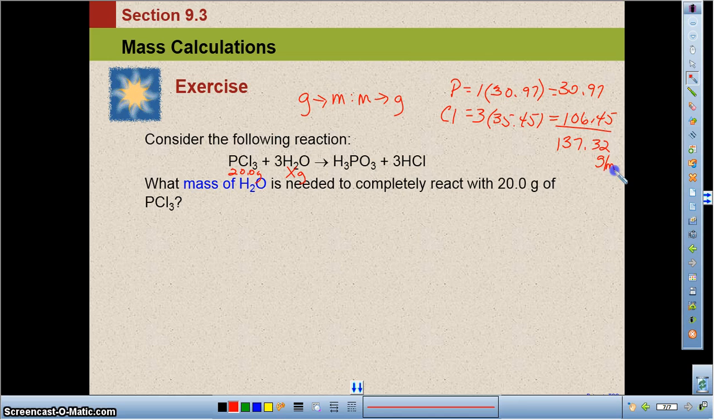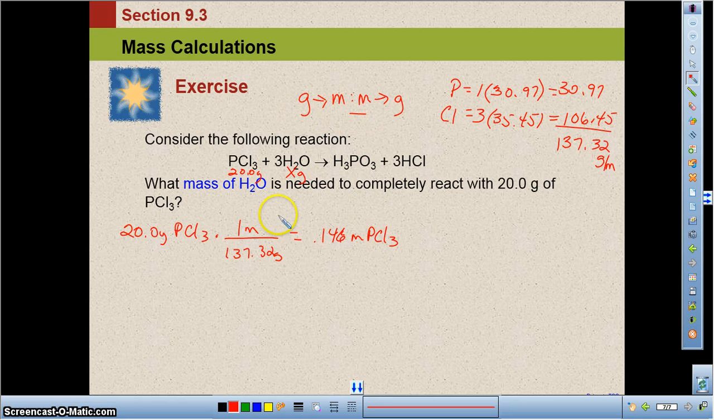grams per mole. And we're going to need that information to change 20 grams of PCl3 to moles. So put 1 mole on top, 137.32 grams on bottom. So we take 20 times 1 divided by 137.32, and we have 0.146 moles of PCl3. So we've gone from grams to moles.